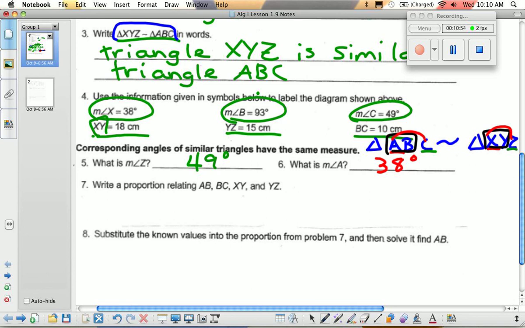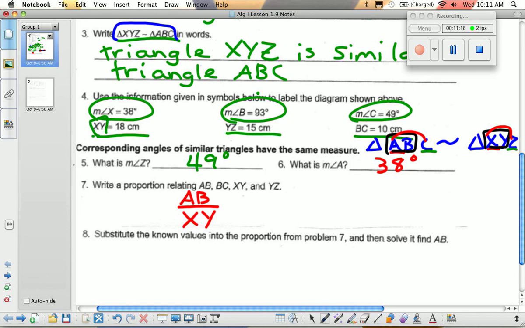Okay, so then let's write a proportion relating AB, BC, XY, and YZ. In other words, make a comparison. Let's just start one out here. Let's say AB, and let's put the corresponding side in the ratio. What side corresponds with AB? XY.